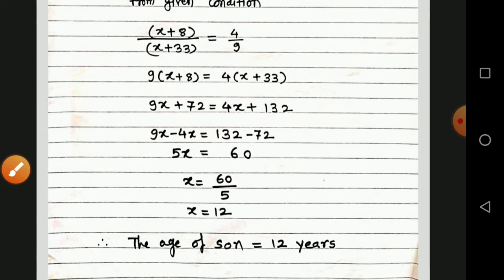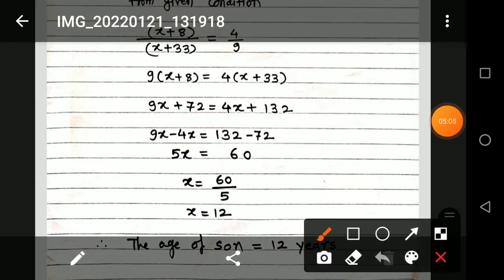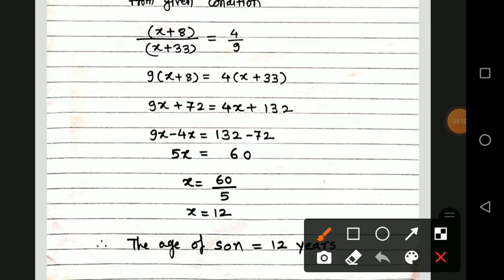What is the general rule for solving? We collect the variable terms to the left and numerals to the right. This 9x which is on the left, write down as it is. Now transpose this 4x to this side, it becomes negative, is equal to 132, write down as it is, and transpose this plus 72 to the right, it becomes minus 72. Then do the remaining calculation in the next step. 9x minus 4x is equal to 5x and is equal to 132 minus 72, means 60.